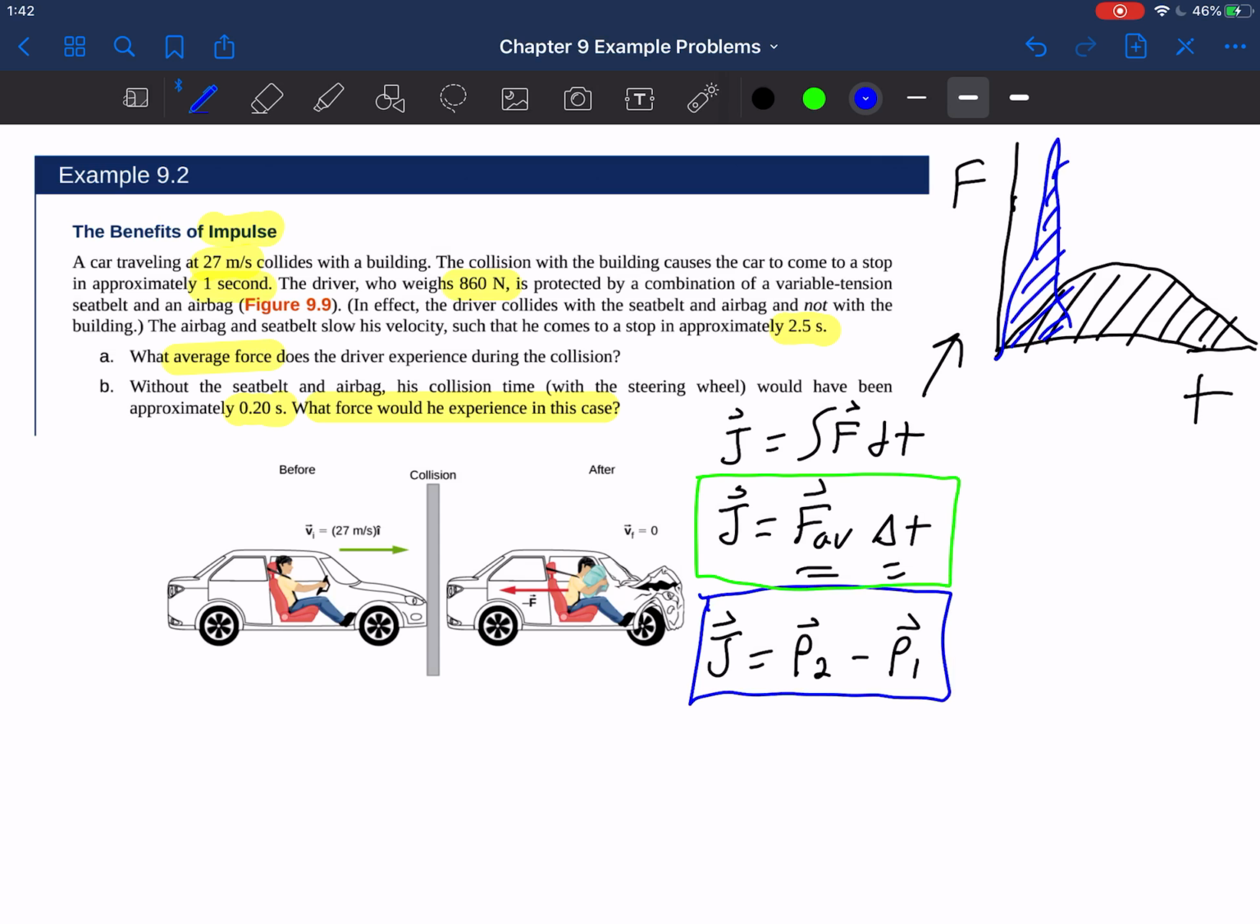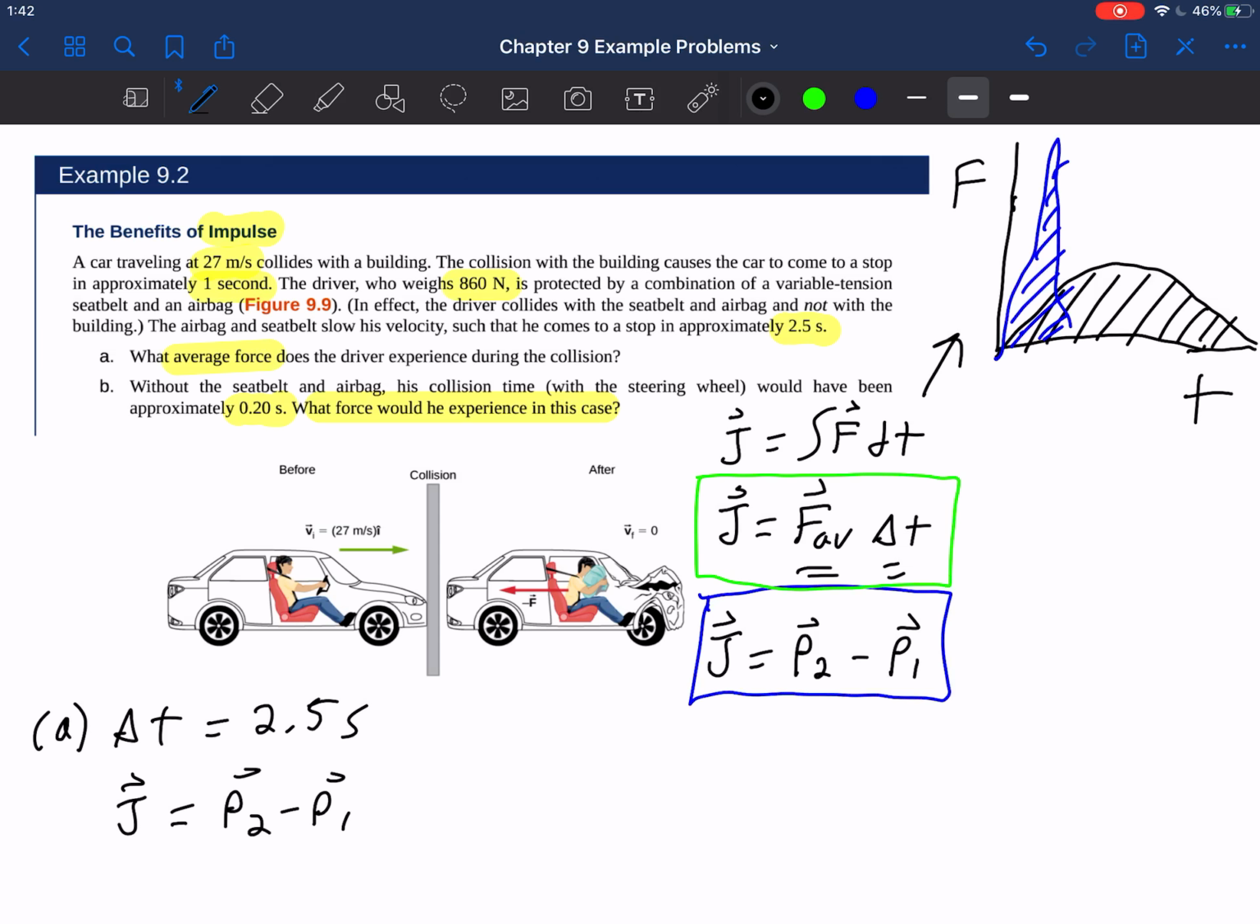Okay, so now we've kind of introduced the idea. Let's go ahead and try to solve this. So in part A, they tell us the time in which the force is applied, the time of the collision of the person with the airbag and seatbelt, is 2.5 seconds. And as we conceptually talked about earlier, we can calculate the impulse using our blue definition here. It's P2 minus P1.